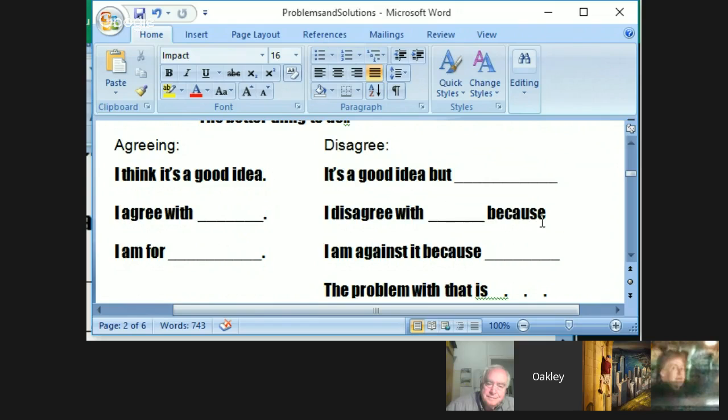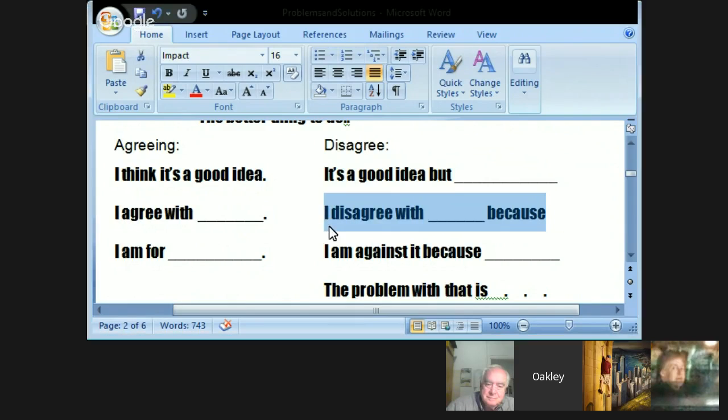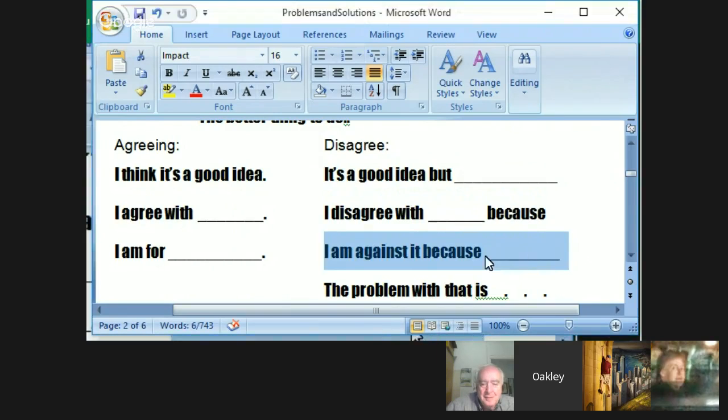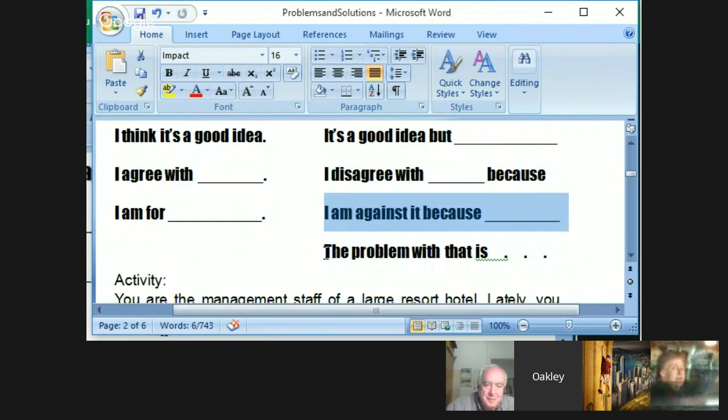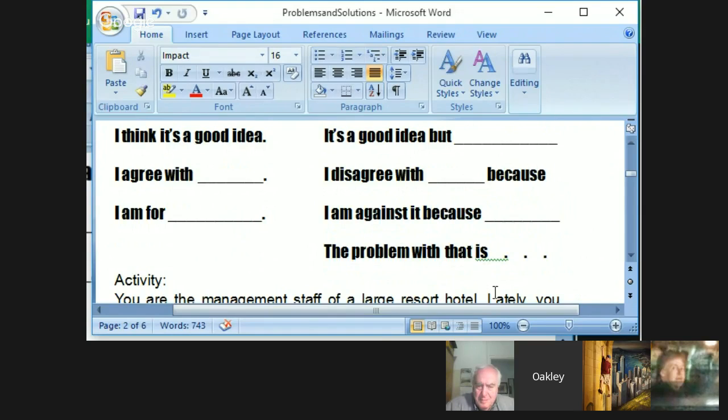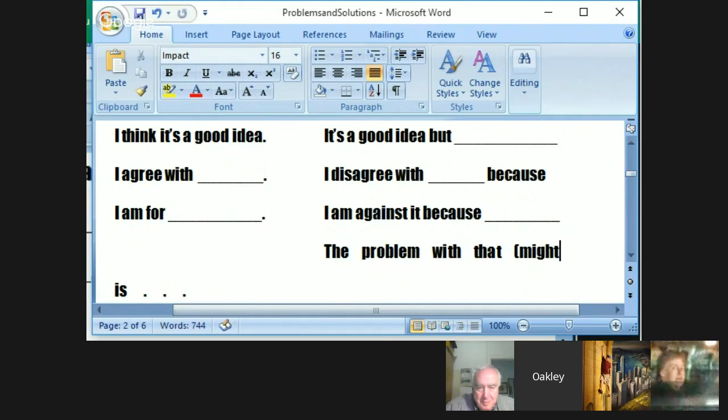This next one is very direct. It's just completely direct. I disagree with Ken because he doesn't know what he's talking about. Okay. Well, all right. That one's for being very direct. I'm against it because, all right, also quite direct. A little more indirect, a little more polite. The problem with that is, and to make this even more polite, we can use modals. The problem with that might be.